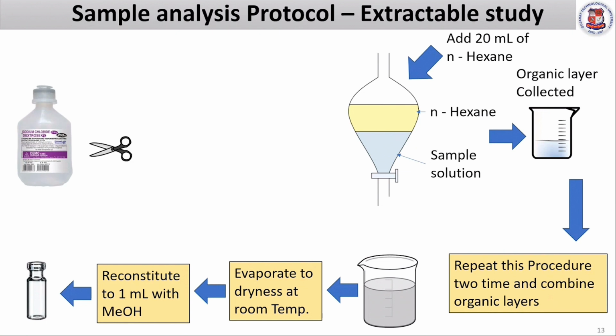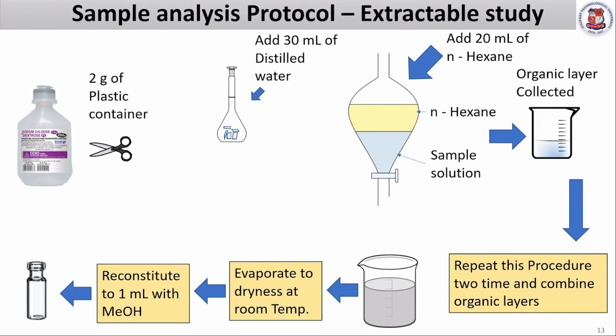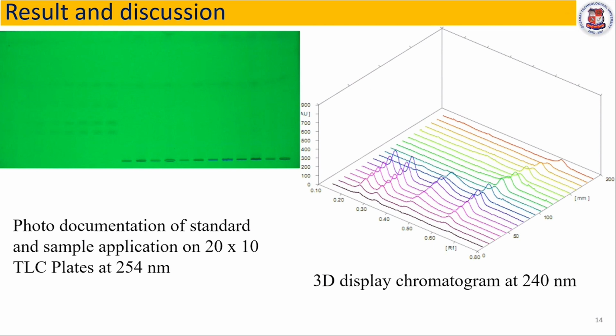And as far as extractables are concerned, we have to extract the container. So we took 2 grams of plastic container, cut it into smaller pieces, extracted it with 30 ml of distilled water and sonicated it, and the rest of the procedure remains the same. So in the first part, we tested the product, and in the second part, we tested the container. As far as the result is concerned, all four phthalates have been separated very well, as we can see in the UV photograph of the TLC, as well as in the densitogram at 240 nanometers.